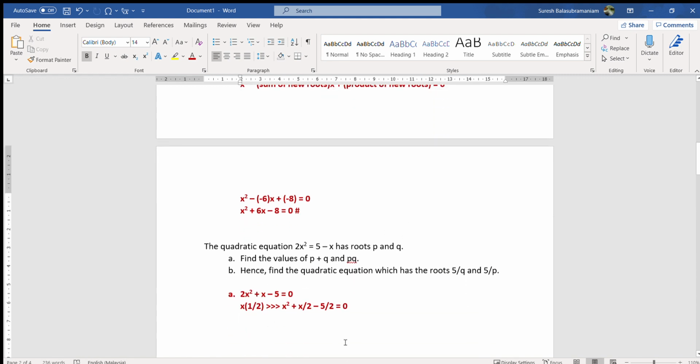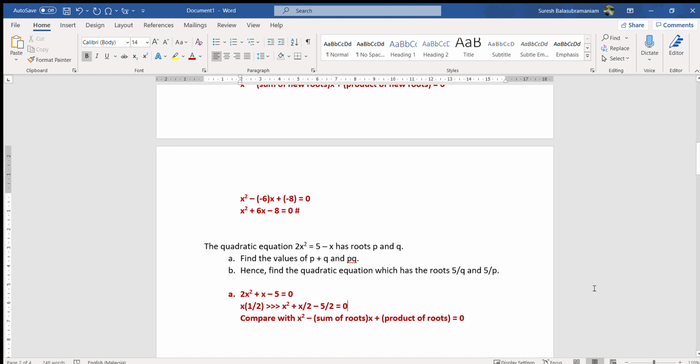So I can just say compare with x square minus sum of roots, not new roots, sum of roots, x plus product of roots. If you compare these two, we have a negative sign here in front of the b for the quadratic equation, which also represents the sum of roots. But in our case here, the second line, we have a positive, we need a negative, then we can compare, we can take out the values of x.